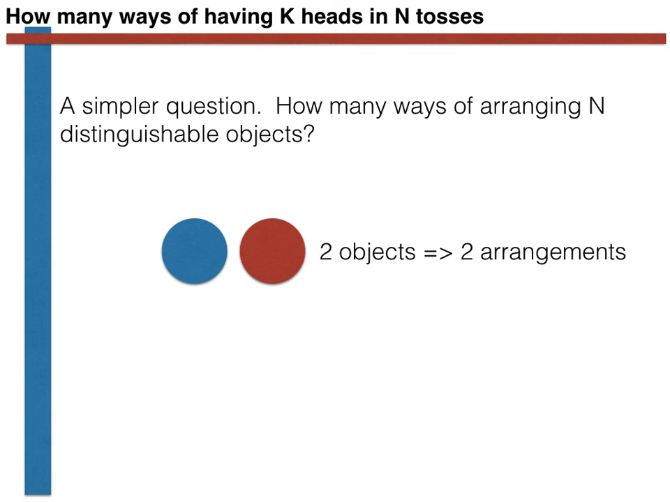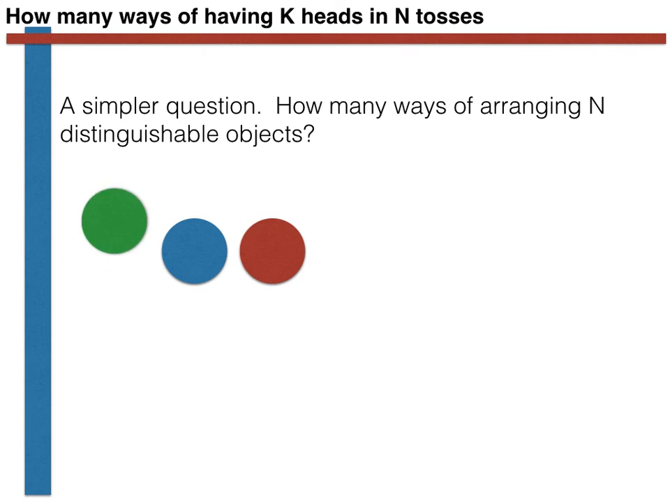Furthermore, on introducing a third green circle, I find that there are three places that I can place the green circle in the blue-red pattern shown here. That is to say, I can introduce the green circle before the blue and red circles, after the blue and red circles, and between the blue and red circles.